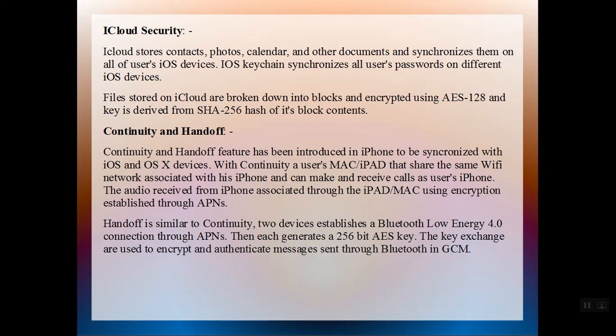Now let's see what iCloud security is. iCloud stores contacts, photos, calendar, and other documents and synchronizes them on all of the user's iOS devices. iOS Keychain synchronizes all the user's passwords on different iOS devices. Files stored on iCloud are broken down into blocks and encrypted using AES-128, and the key is derived from the SHA-256 hash of its block contents.